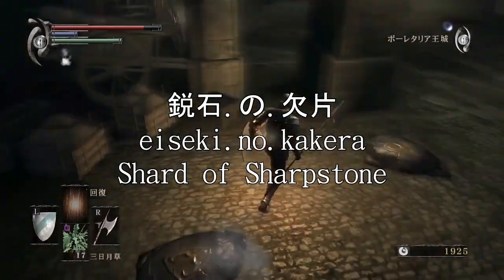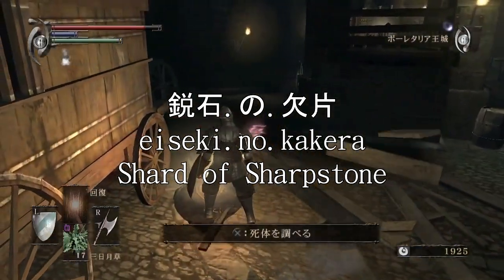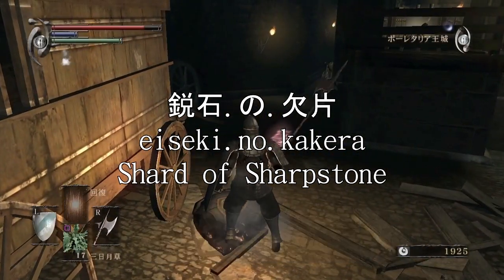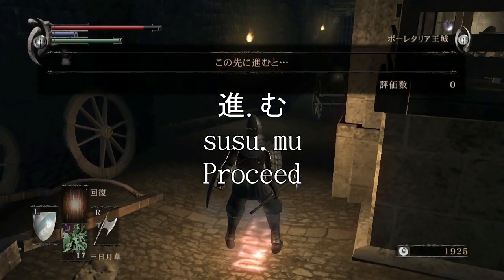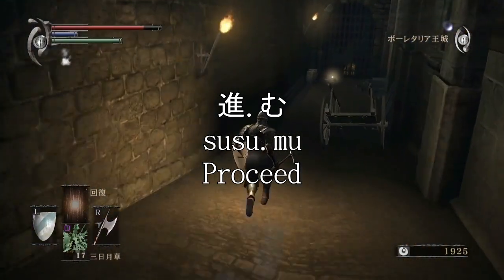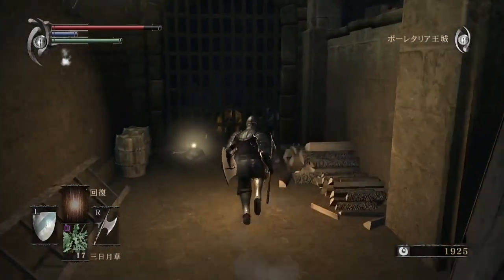Eiseki no kakera. Shard of sharpstone. Eiseki is just sharp plus stone, making sharpstone, and that's a fictional word. Susumu. Proceed. This character has what's called the path or road radical wrapping along the bottom and side.